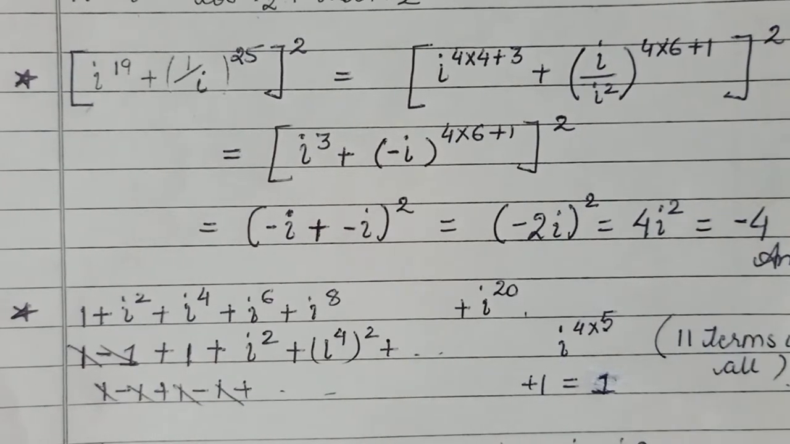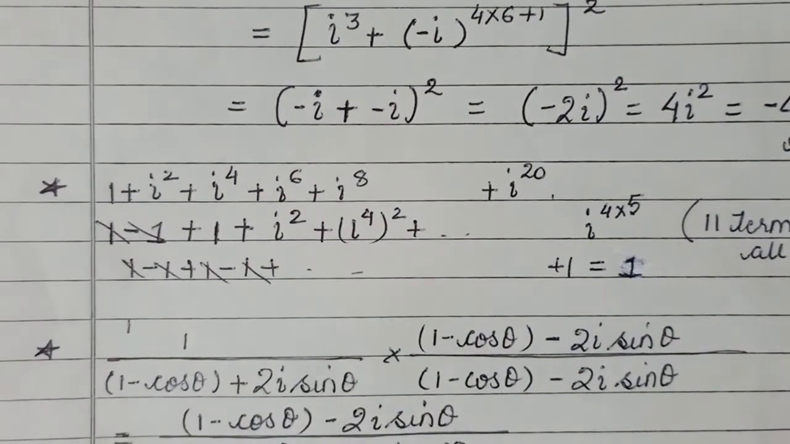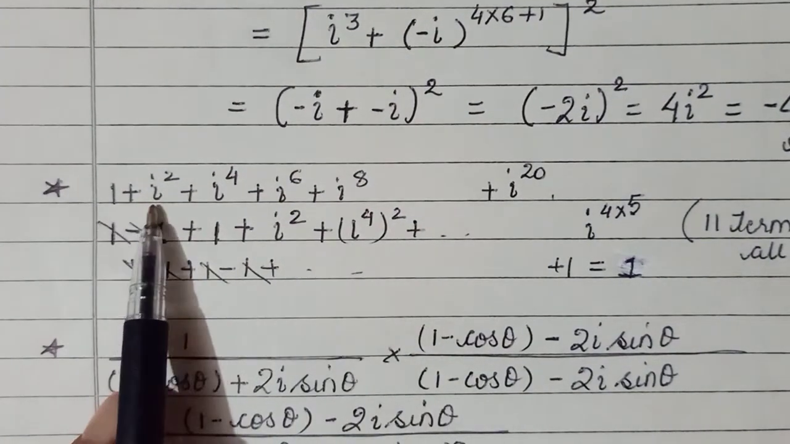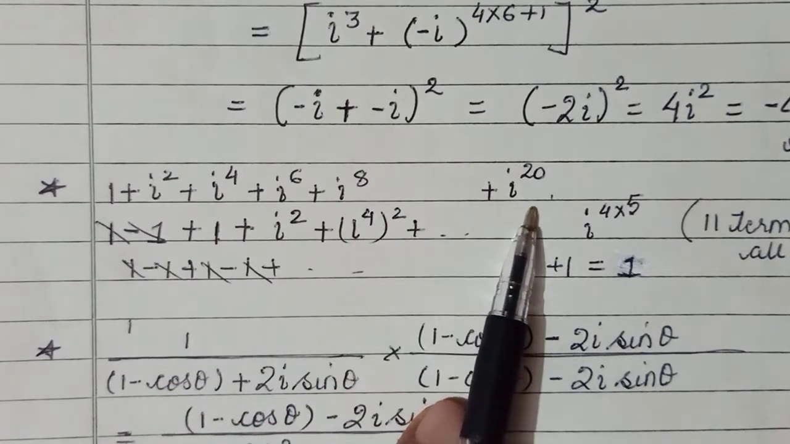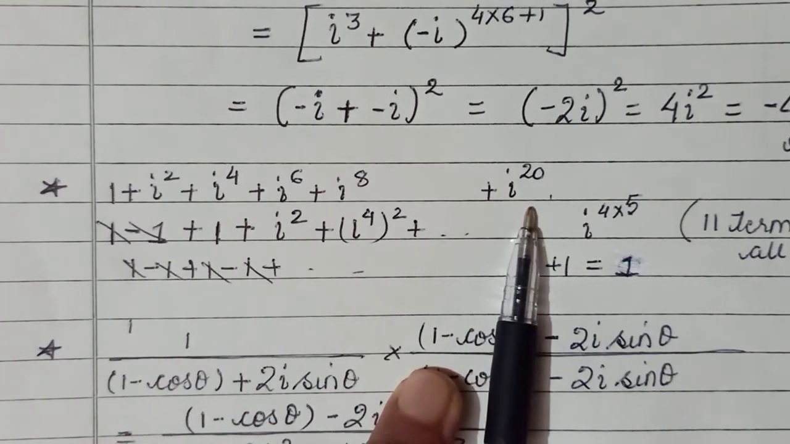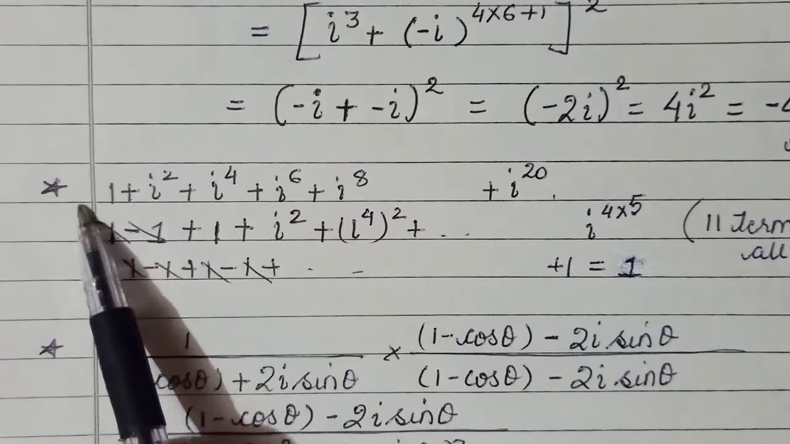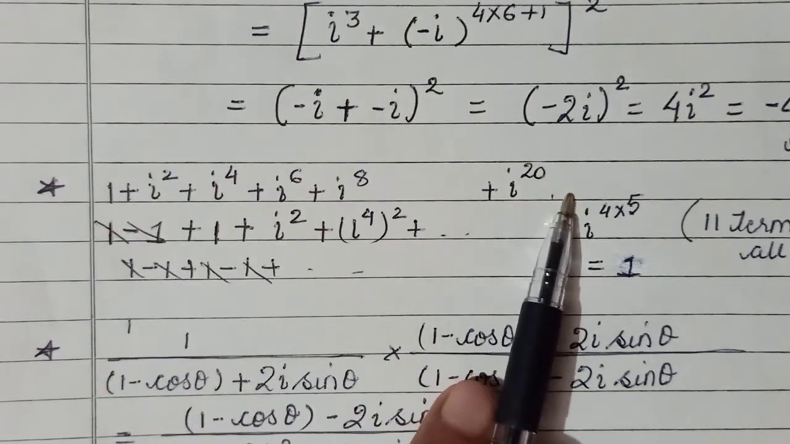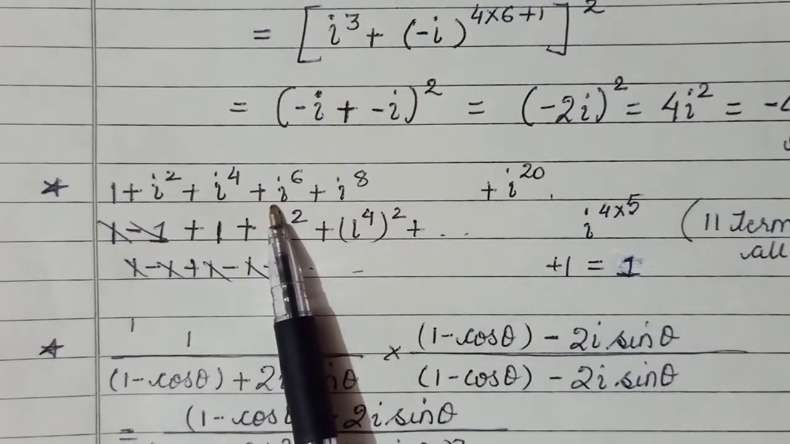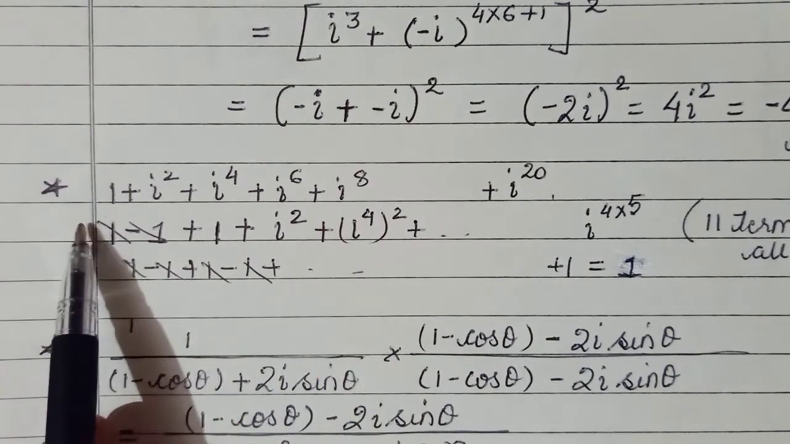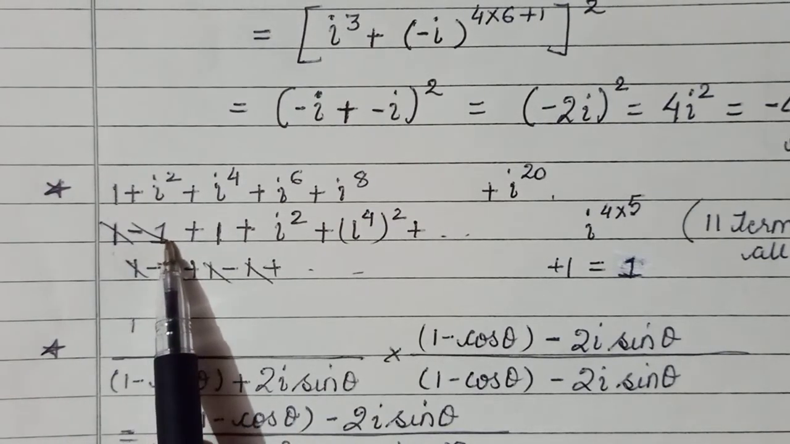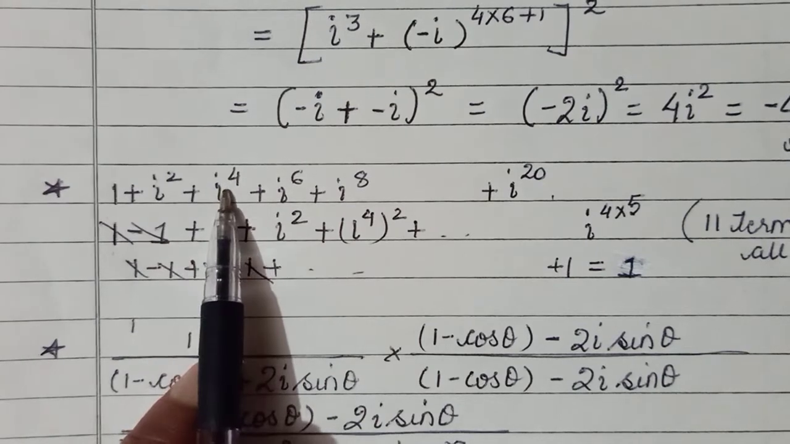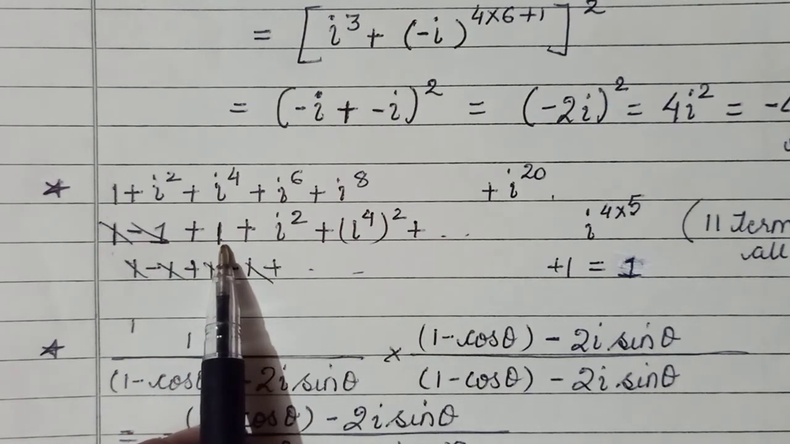Okay. All right. Now the next one was like this: 1 plus i squared plus i to the power of 4, i to the power of 6, i to the power of 8. This sequence goes up to i to the power of 20. This would have become simpler if you had applied the sum of a GP. This is forming a GP, but since you haven't studied GP as yet, I'm simplifying it by another technique for you all. So 1, and i squared becomes minus 1, we know that value, and i to the power of 4 is 1, we know that as well.